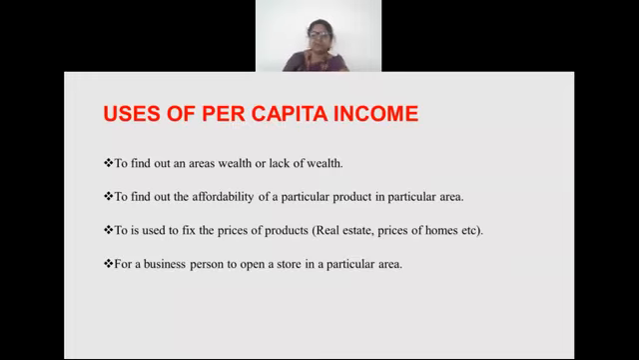So whatever may be the business, whether it is a small thing or a bigger one, the businessman must have a very clear analysis before he starts the business, for a business person to open a store in a particular area, yes.